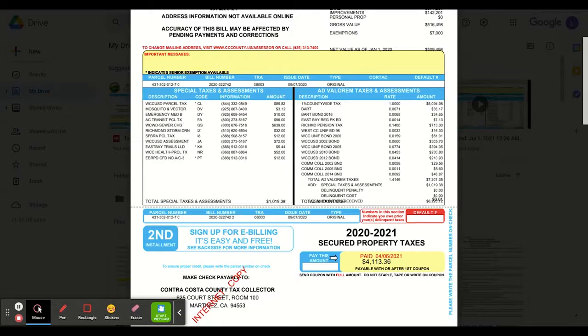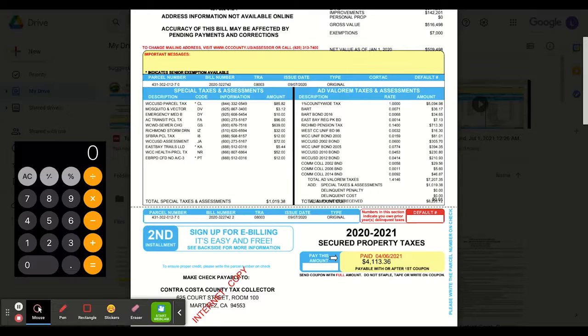So I'm going to do that again. 680,000 times 1.4146. I hit the percent sign on my beautiful calculator, and we have $9,619.28. We're not quite done yet.